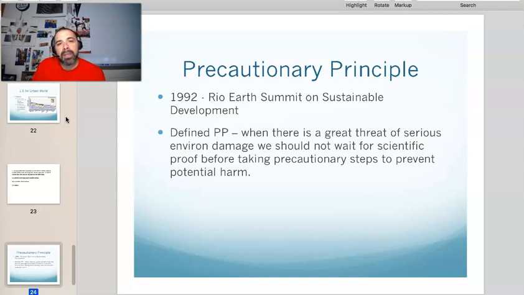Precautionary principle. In 1992, there was the Rio Earth Summit on Sustainable Development, and they defined the precautionary principle, which, again, 1992, that was a long time ago. So when there's a great threat of serious environmental damage, we should not wait for scientific proof before taking precautionary steps to prevent potential harm. So this idea was that, okay, we're seeing a threat. Back in the 90s, research was still kind of a slow process, whereas in 2020, 21, we're developing a vaccine in a few months. And so that was a precautionary principle. You can probably imagine how many places actually adhere to the precautionary principle.